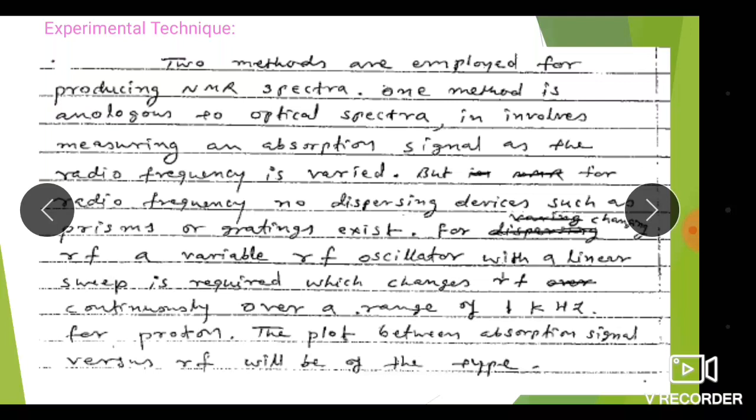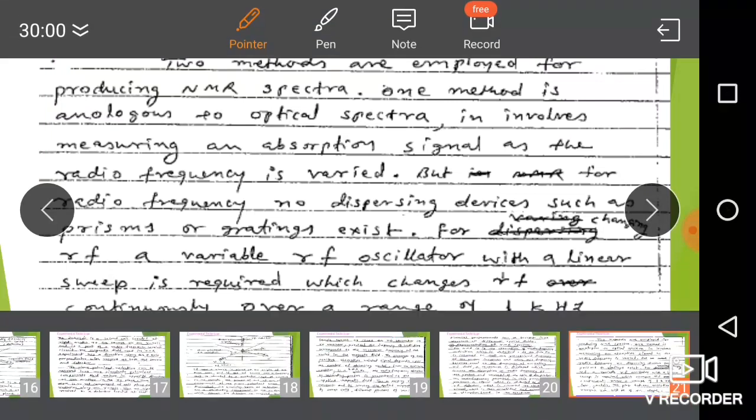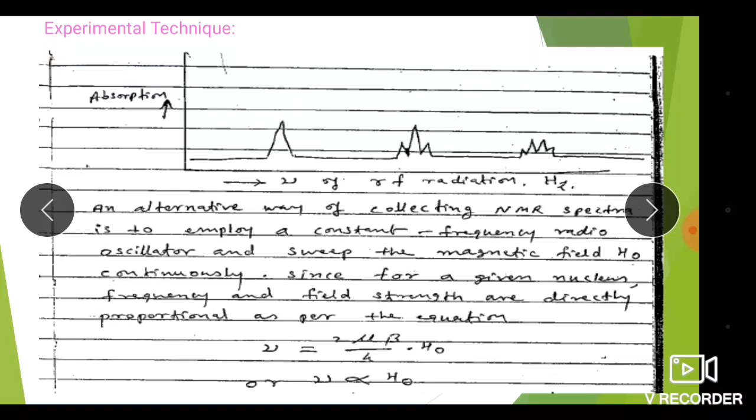The plot between absorption signal and various RF will be of this type. So there are two types of techniques used. One is the optical-type method, in which we are only dealing with the change in the RF frequency, and by changing the frequency of the variable oscillator without any optical instrument, such as a slit, grating or prism, we record the spectrum. By only varying the RF oscillator frequency and sweeping it, at a rate of 1 kilohertz, the plot between the absorption signal and various RF will be of this type. Such a plot is obtained for the different protons, with one peak here, three peaks here, and another type of peak there. Absorption versus frequency of RF radiation is taken.